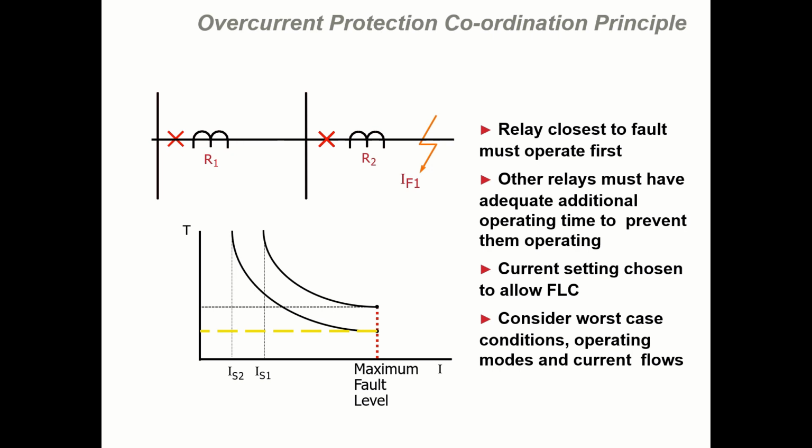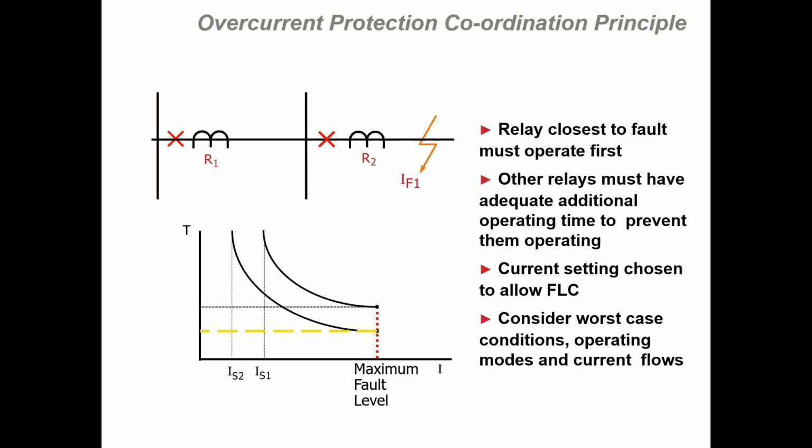Now, the first topic in today's session is the overcurrent protection coordination principle. We have already discussed in the first session that the basic requirement of any protection system is to isolate the fault as quickly as possible and to isolate only the faulty section, so that the other healthy section or other healthy power system remains in service. To achieve this, the first basic requirement is that the relay closest to the fault must operate first.